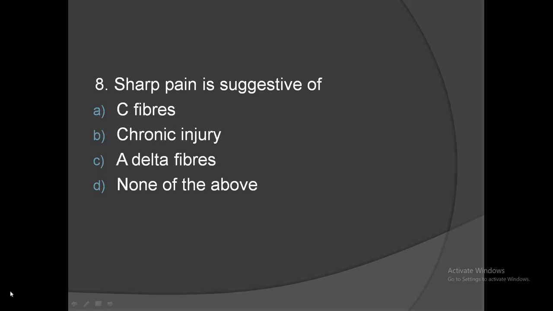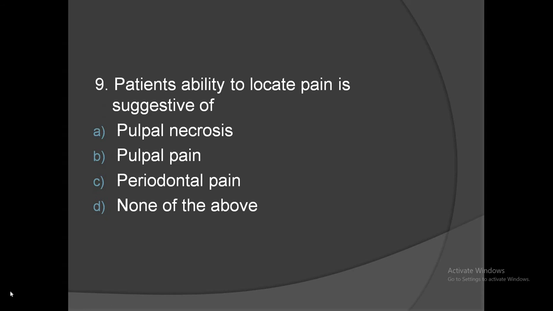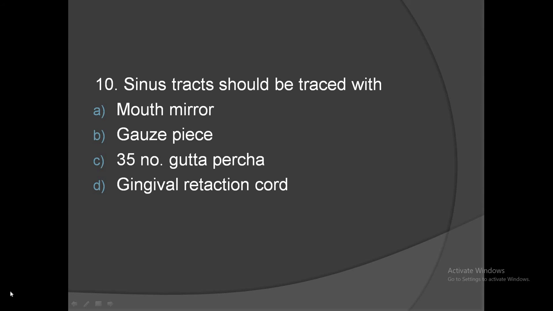Sharp pain is suggestive of C fibers, chronic injury, A-delta fibers, or none of the above. Patient's ability to locate pain is suggestive of pulpal necrosis, pulpal pain, periodontal pain, or none of the above. And sinus tract should be traced with mouth mirror, gauze piece, number 35 gutta percha, or gingival retraction cord.